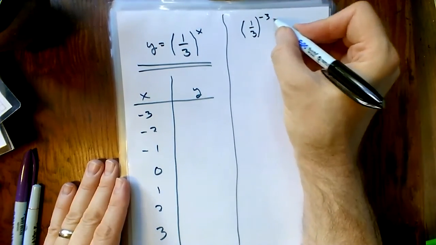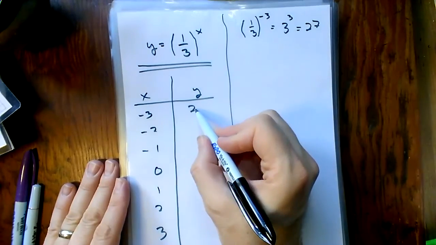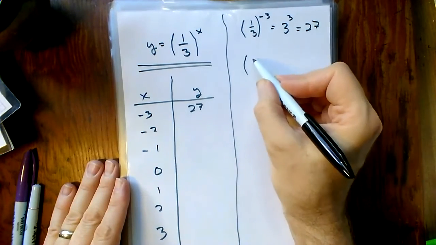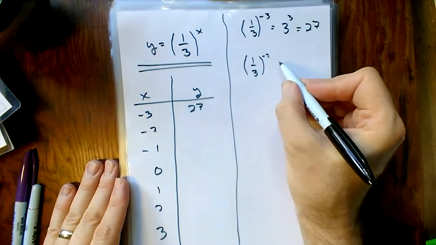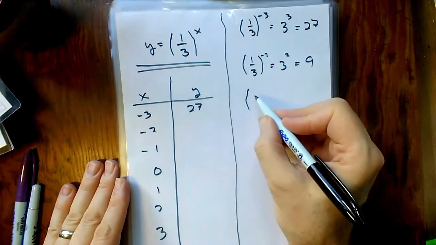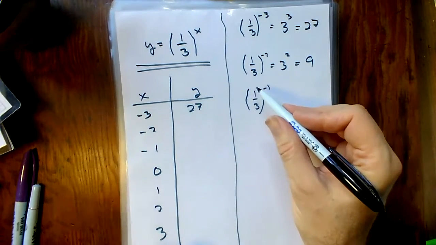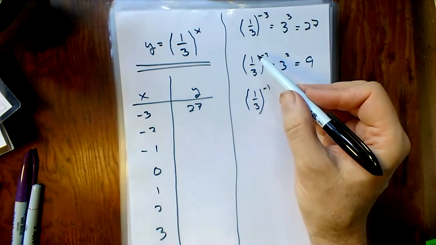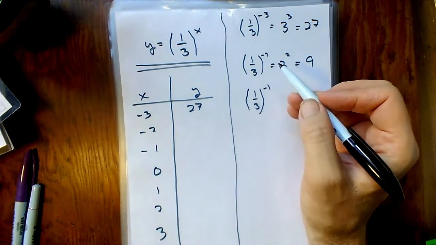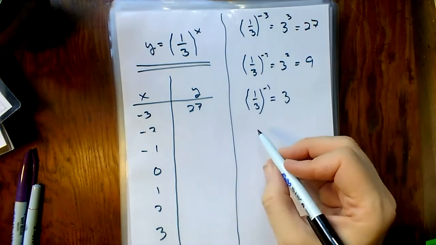1/3 to the -3 is going to be the same thing as 3 to the +3, which is 27. Wow. If I were to take a look at -2, 1/3 to the -2 would be 3 squared, which is 9. Like I say, that negative exponent takes the reciprocal. So instead of 1/3 squared, we had 3 squared. Here, instead of 1/3, this becomes 3/1, or just 3.